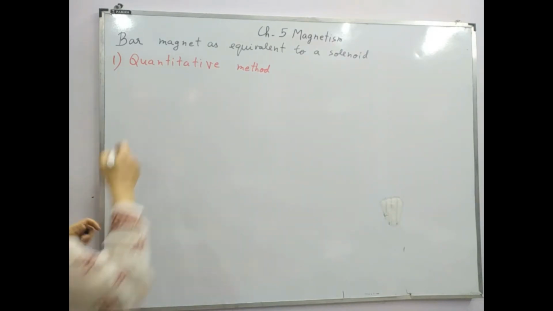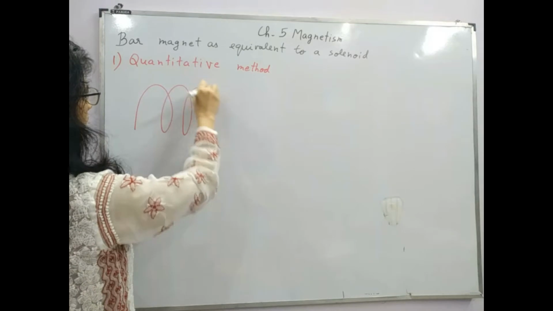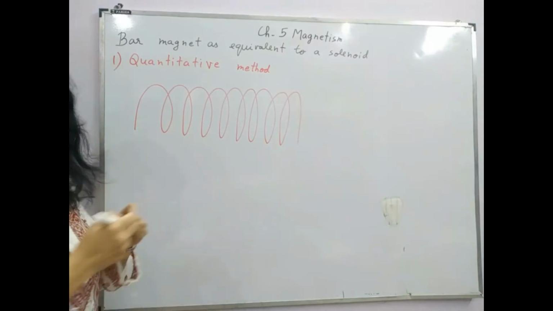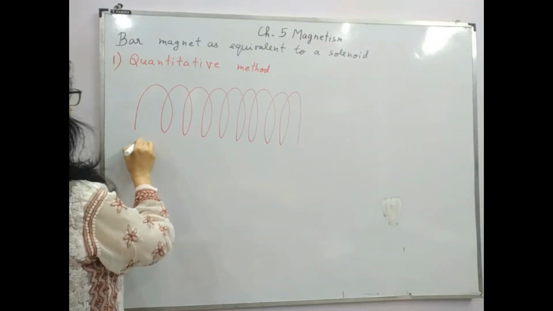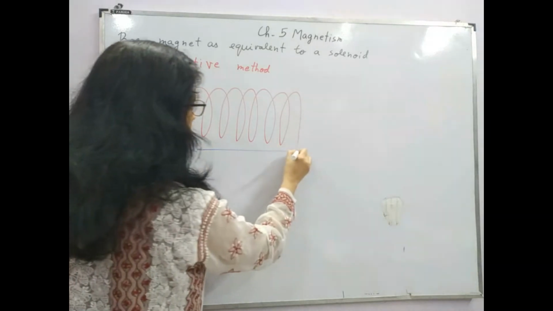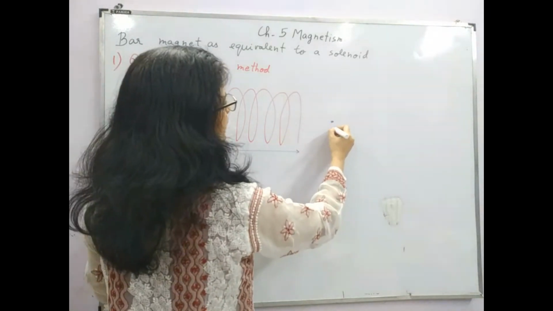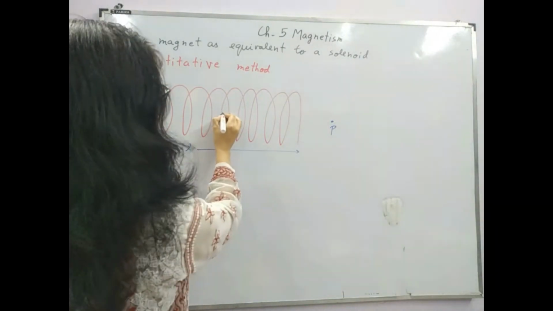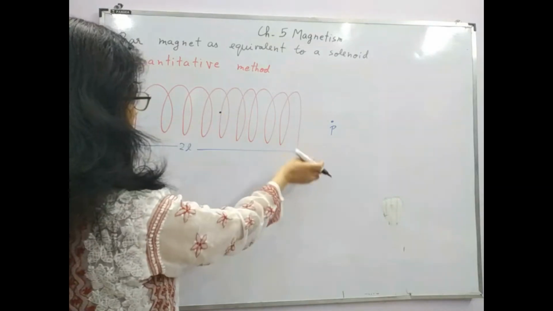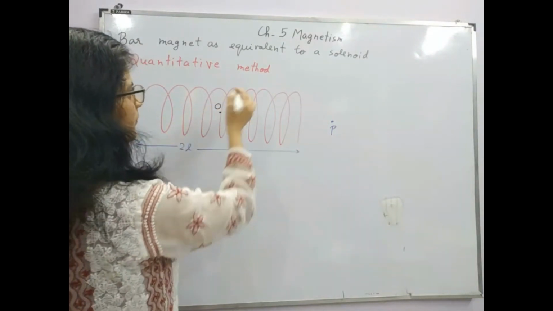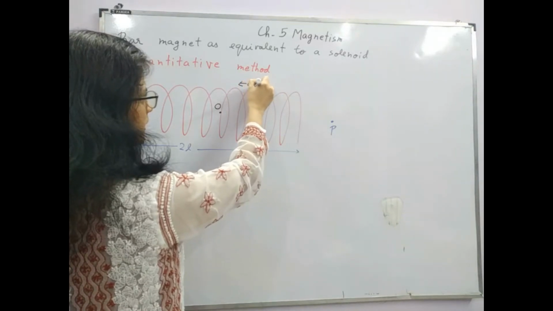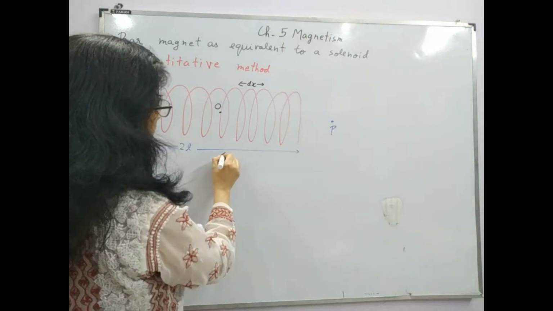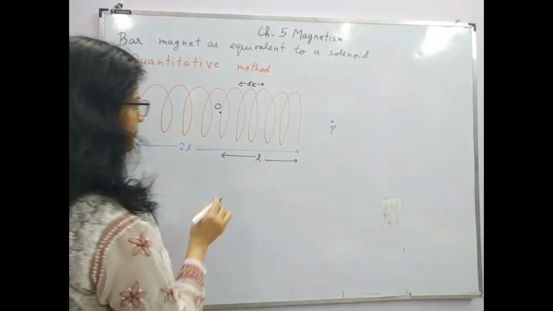So here we will consider a solenoid of length 2l. We have to find the magnetic field due to this complete solenoid at point P. Let's consider the center of the coil along the length is O. Let's consider a small dx length of this solenoid, dx. So that means this distance will be l.